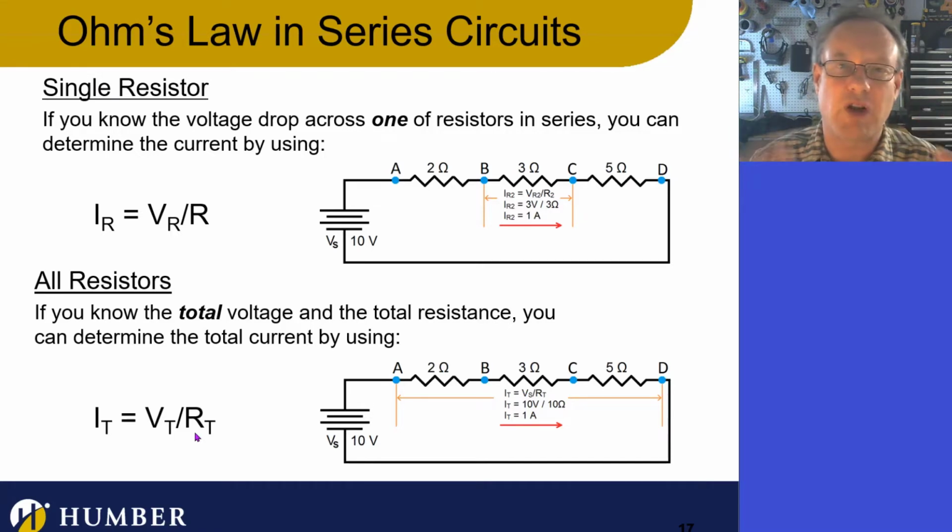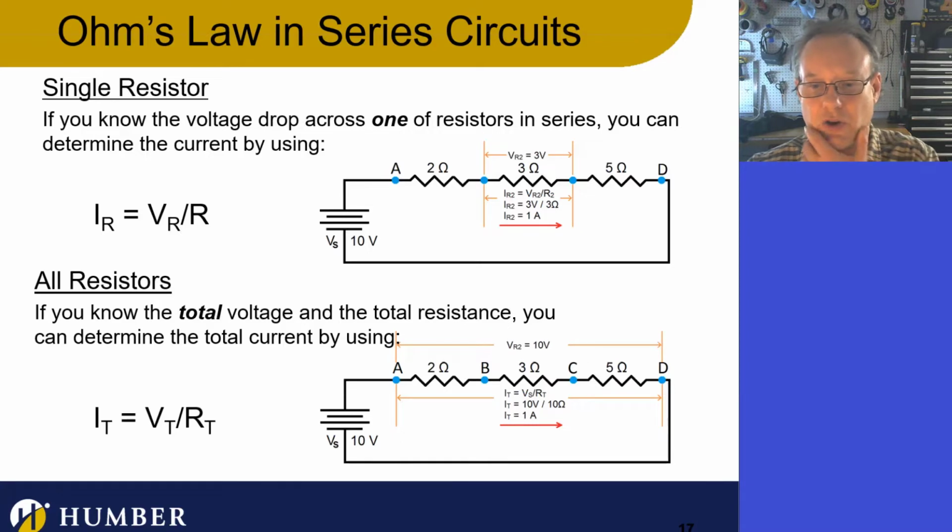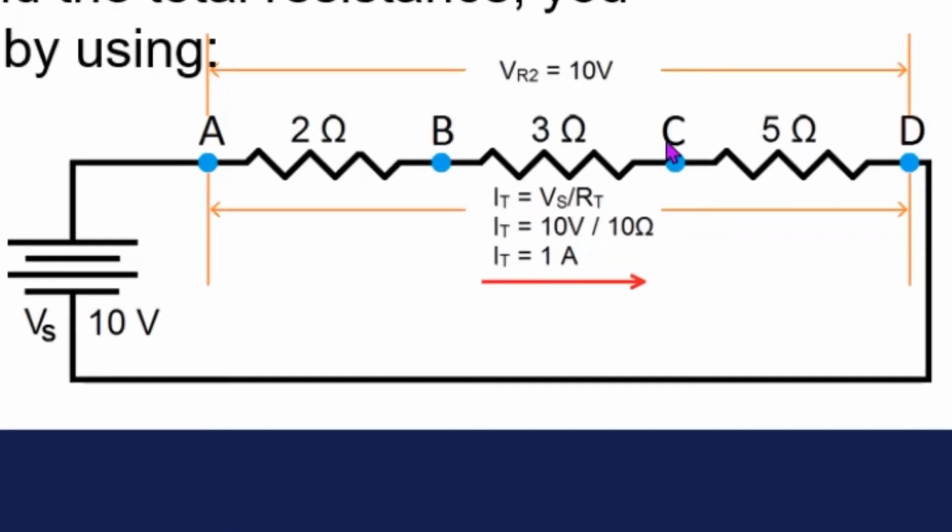Because the voltage drop across each is also different and they balance out. Cool. So that's Ohm's law in a series circuit applied. Okay, there you go. Yeah, so I can calculate this and it's going to be the same thing.